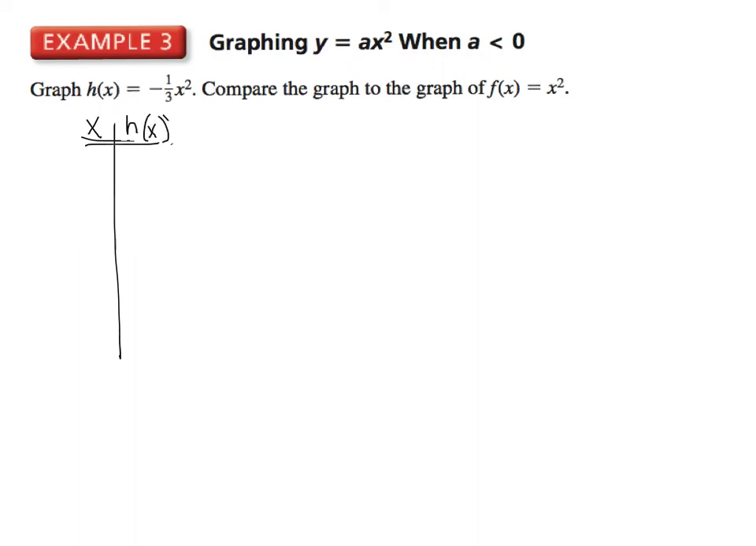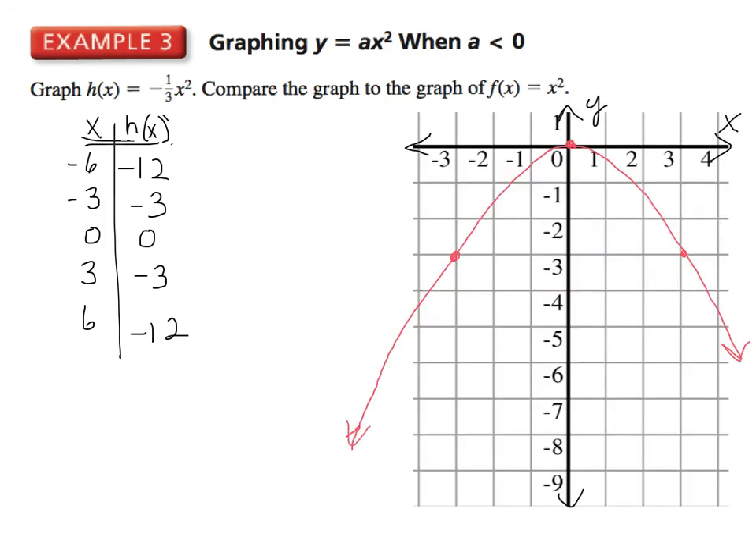So I'm going to plug in any value I want. Now you can plug in any value, but since I'm taking a third, I'm going to choose x values that are multiples of 3. So I'm going to pick, let's say, -6, -3, 0, 3, and 6. So if I plug in -6, that'd be -1/3 of 36. That would give me -12. If I plug in -3, that's -1/3 of 9. That would be -3, 0, -3, and -12. So now I'm going to graph this.